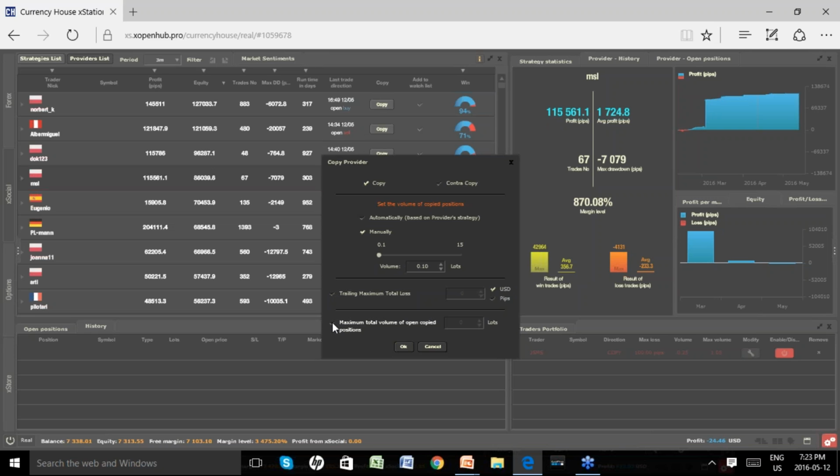But what you should click here is the maximum total volume of open copied positions. This is extremely important because you only want a certain amount of lots, a certain amount of trades opened at once, right? So if you have a $1,000 or $2,000 account, you should only have at the most probably about 0.3 lots open at any given time, or it's going to totally wipe out your account balance if for whatever reason there is a negativity. This is obviously just minimizing our risk involved in trading. So let's put it up to 0.3 lots. And you simply click OK.